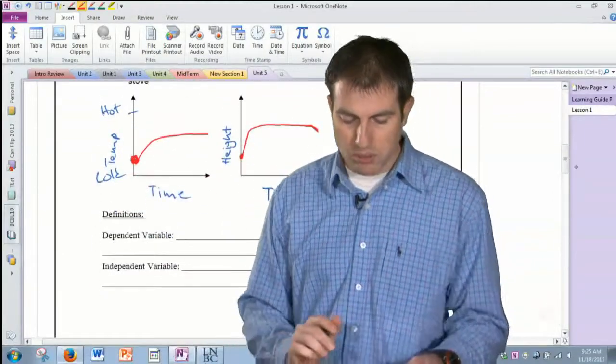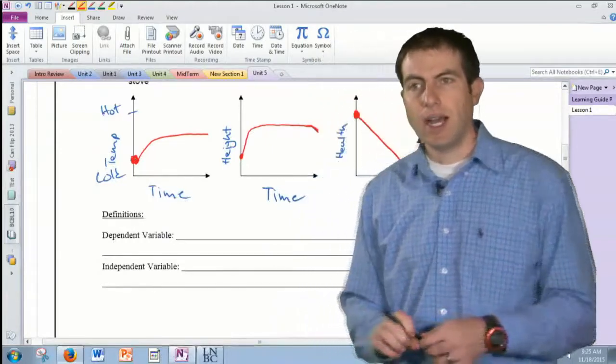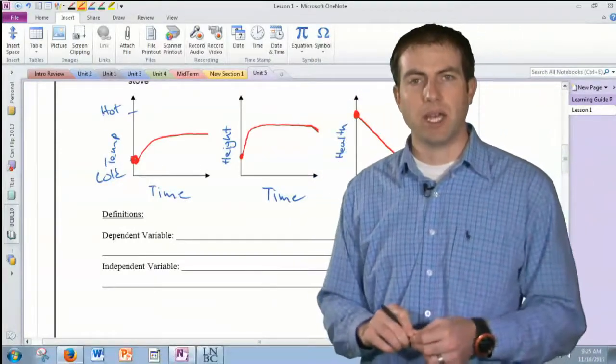All right, so a couple terms, dependent and independent variable. These come up from time to time.